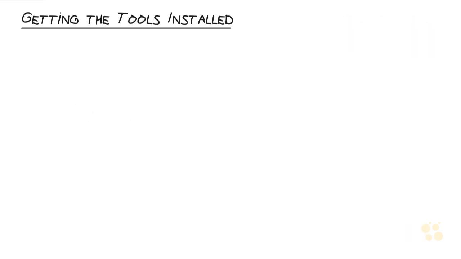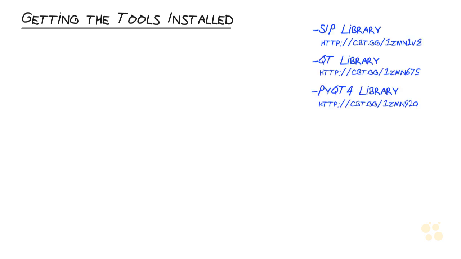First, let's take a look at what tools we're going to need installed in order to work with PyQt inside of our environment. It's not a typical scenario where you're just downloading a library into Python using something like pip or PyPI. You actually need a couple of different pieces in order to work with it. So you're going to need something called the SIP library, and you're going to need the Qt library, and then lastly you're going to need PyQt, and we're going to use PyQt 4.